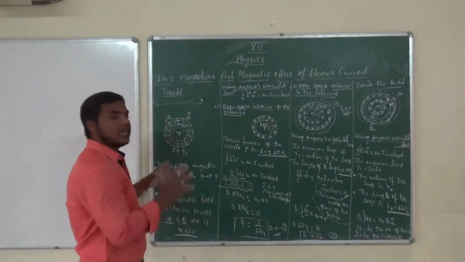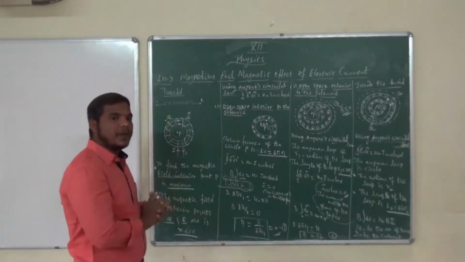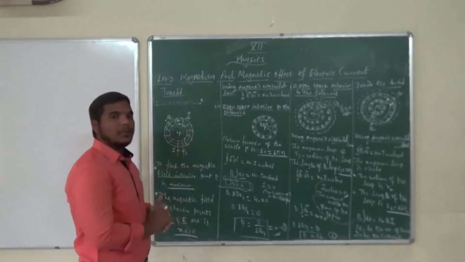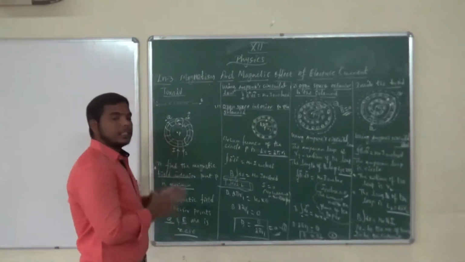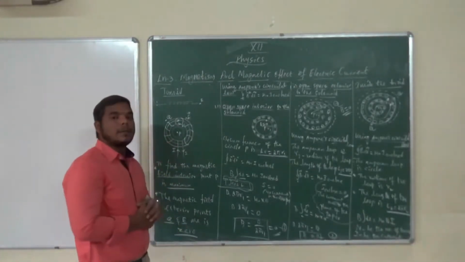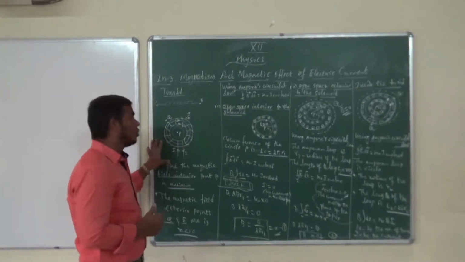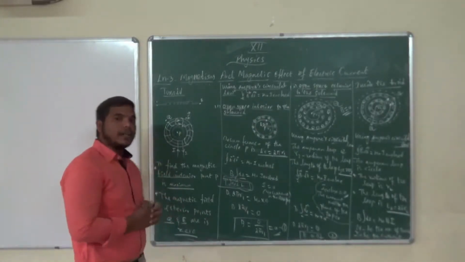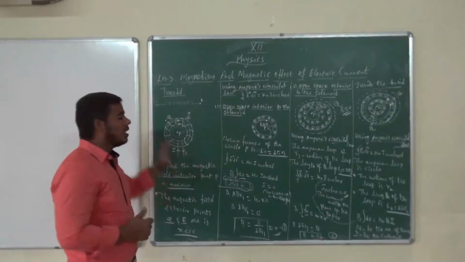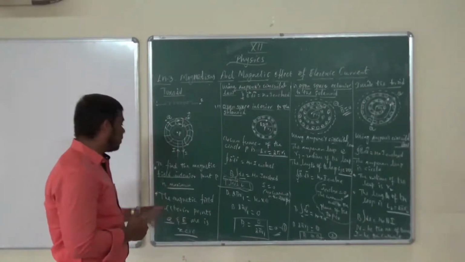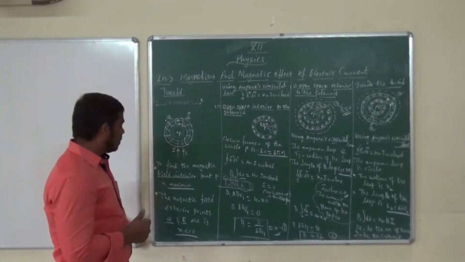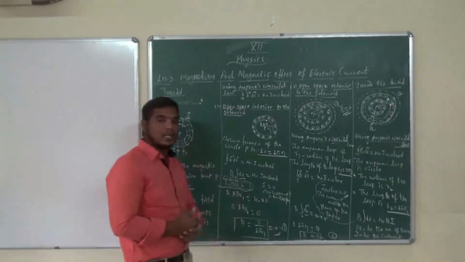So what is the toroid? Toroid is nothing but a solenoid that is bent in such a way that the ends are connected in the form of a circular ring, which is known as a toroid. Our aim is to find the magnetic field interior and exterior. Interior the magnetic field is maximum, exterior the magnetic field is zero. How to find it? Using Ampere's circuital law.